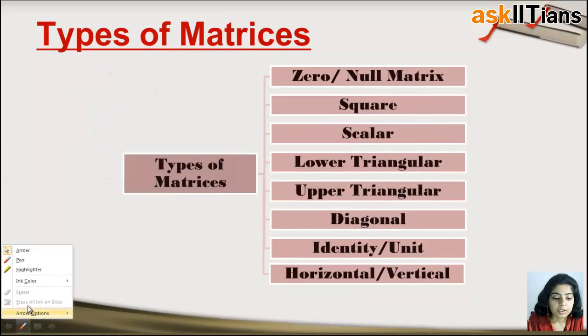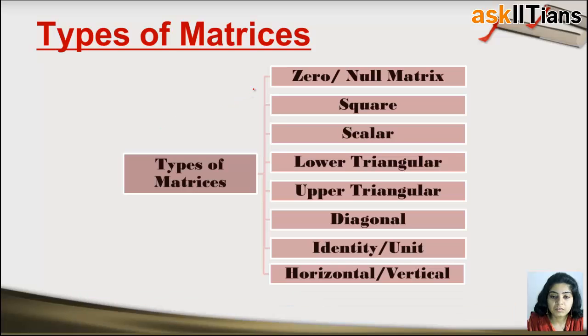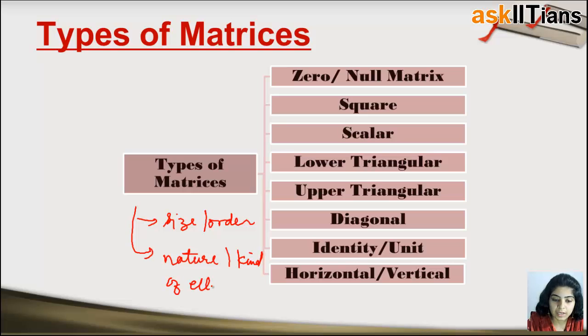Now we have types of matrices. See, types of matrices are also very simple and most of you must be knowing it. But the main confusion that arises here is, once you learn all the types of matrices, you might get confused between various types, right? When we talk of types of matrices, the basic thing on which they are classified is either depending on the size, or maybe we can say order of the matrix, and secondly on the basis of the nature or kind of elements that a matrix has.